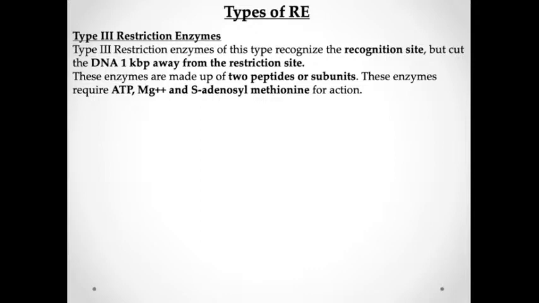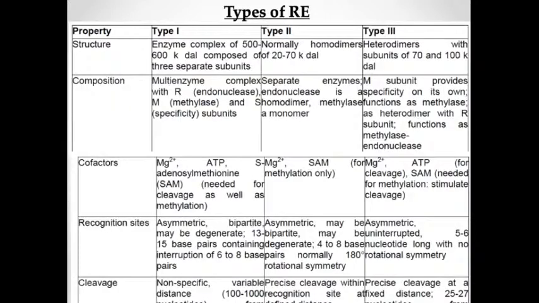Last but not the least, type 3 restriction enzymes recognize the recognition sites but cut the DNA about 1 kilo base pair away from the restriction sites. These enzymes are made up of two peptides or subunits. These enzymes require ATP, magnesium, and S-adenosylmethionine. So they require these three cofactors to function properly.